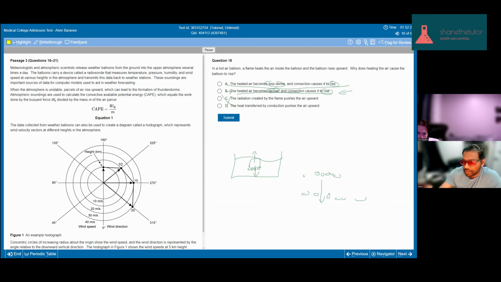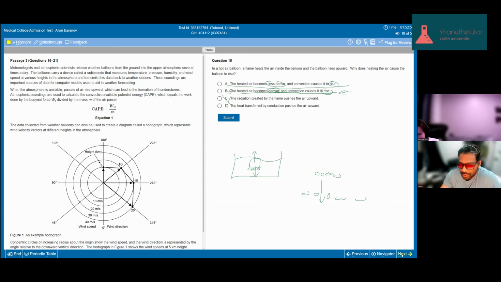So a couple of times today, there were ways for us to figure something out without necessarily knowing it factually, just from the question choice itself being intrinsically untrue. And this is an example of that. You cannot have something that becomes more dense that rises.